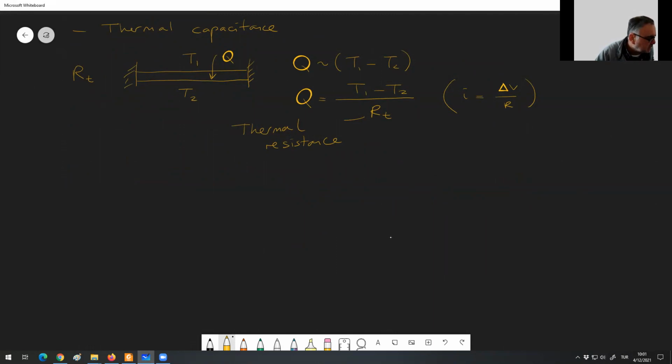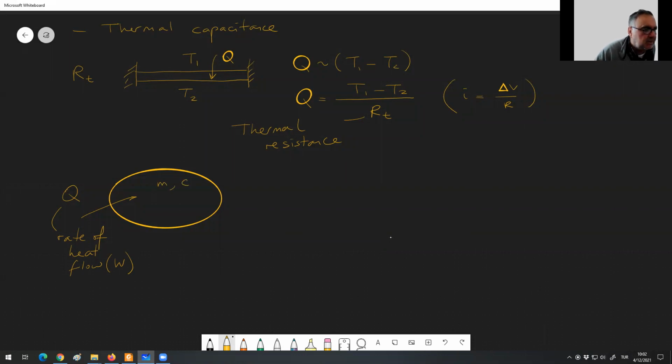For the capacitance, let's say that you have an object that is being heated up. There is heat Q coming in. This is the rate of heat, the heat flow, so it is in watts. This object has a mass of m, and it has a specific heat of C, let's say. You remember the specific heat from high school or something, right? So the heat coming in is equal to the mass times the specific heat times the time rate of change of temperature. T is the temperature of this object.